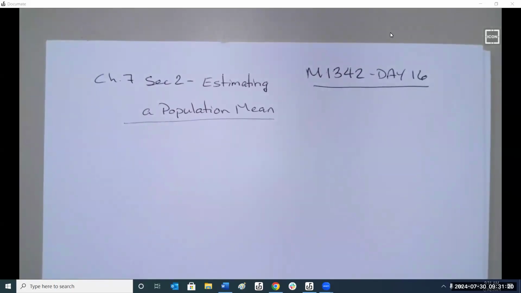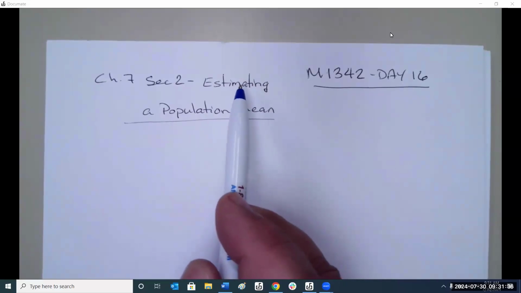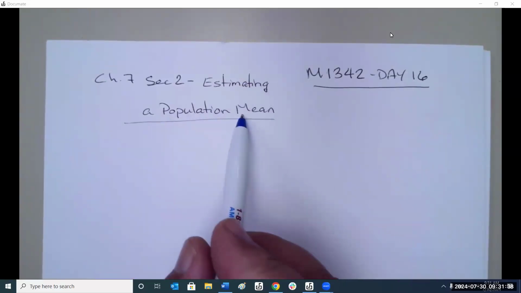Good morning, everybody. We're going to continue on from what we did yesterday and finish up chapter 7 as well. Remember, this whole section deals with inferences. Yesterday, we talked about estimating a population proportion. Today, we're going to talk about estimating a population mean.